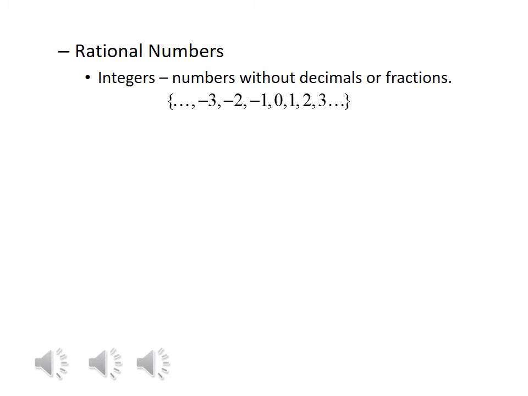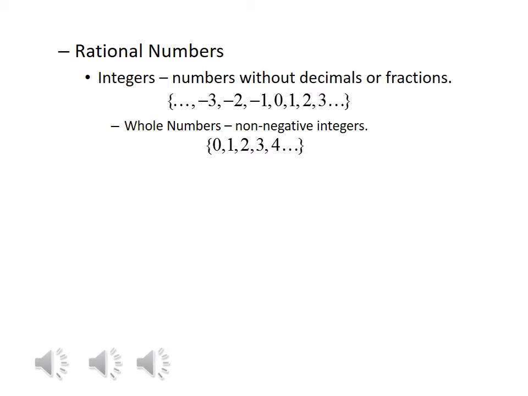The set of rational numbers can be split up into further subsets. One subset of the rational numbers, which we'll talk about a lot in this course, are the integers. Integers are numbers that do not have a decimal or a fraction. So, for example, -3, -2, -1, 0, 1, 2, 3. These numbers don't have fractions or decimals, and so these are the integers.